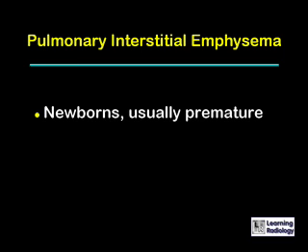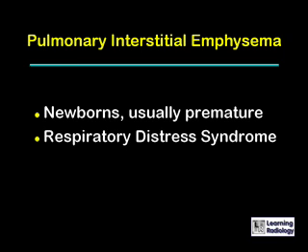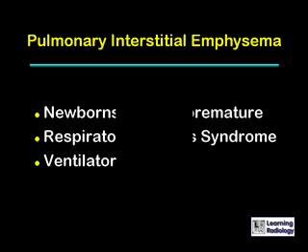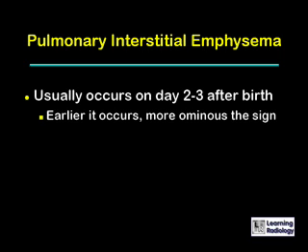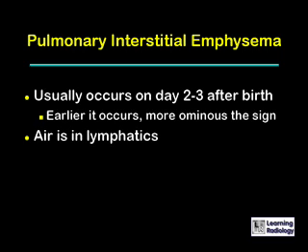They're almost always premature. They almost always have respiratory distress syndrome, hyaline membrane disease, and they virtually always are on a ventilator. It usually occurs on day 2 or 3 after birth. The earlier that it presents, the more ominous the sign.